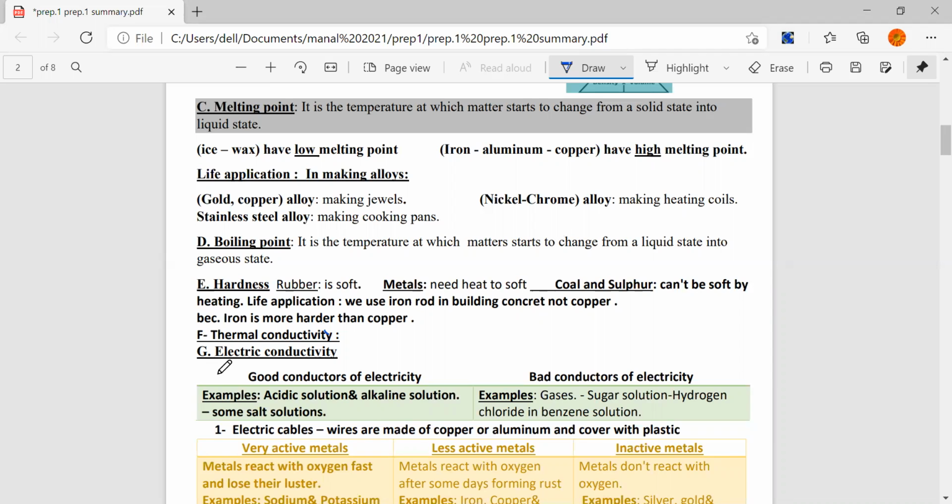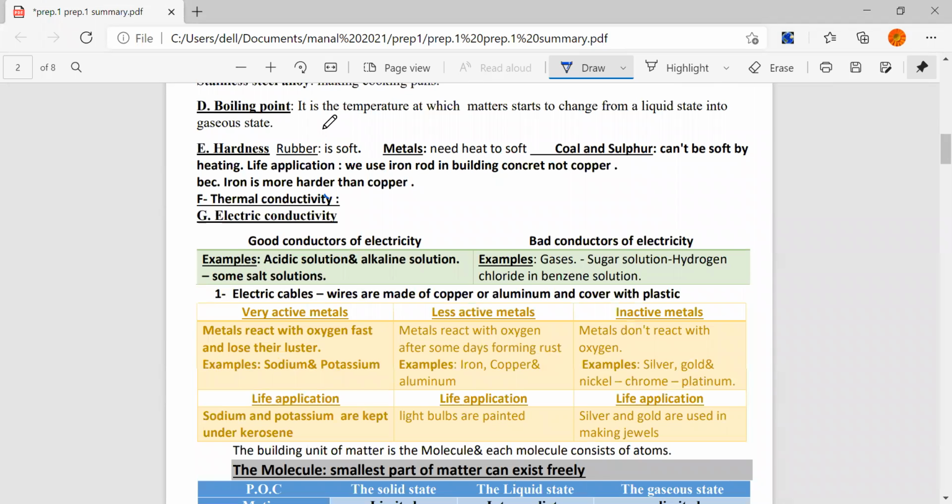Now we have electric conductivity, another physical property. Some matter allows electric current to pass through it, which means good conductors of electricity, such as metals. Remember, acidic solutions, alkaline solutions, and some salt solutions are very good conductors. Bad conductors of electricity include gases, sugar solutions, and hydrogen chloride in benzene solutions.